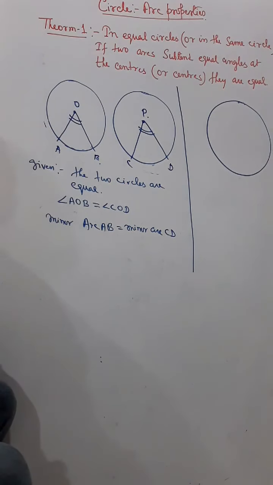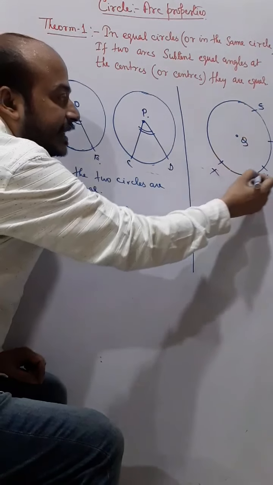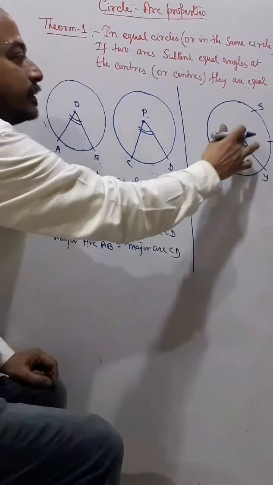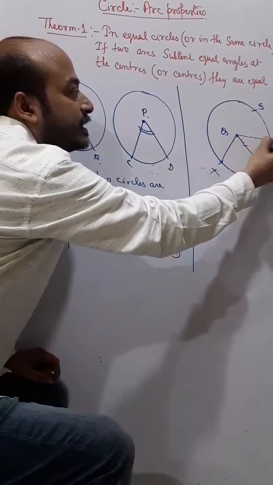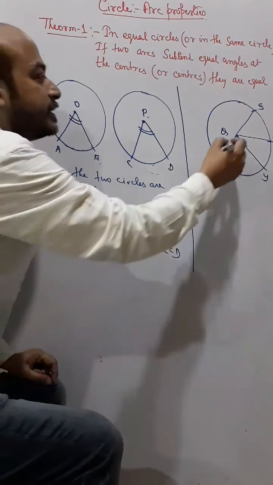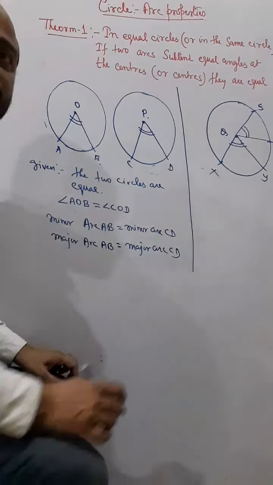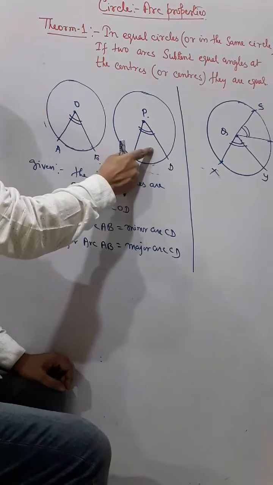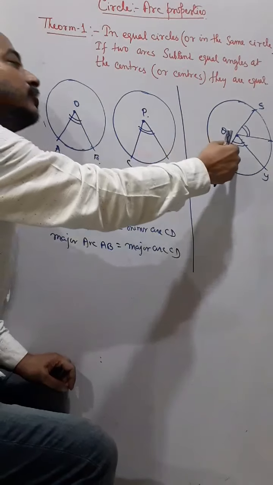Now this can happen in the same circle also. Suppose this is a circle whose center is say Q, and suppose this is an arc, say I am taking XY, and this is another arc, say ST. Now if this XY subtends this angle and if this ST subtends this angle, and suppose this angle is equal to this angle, then the arc XY will be equal to arc ST. So this one was of different circles but they are equal circles, and this is on the same circle.